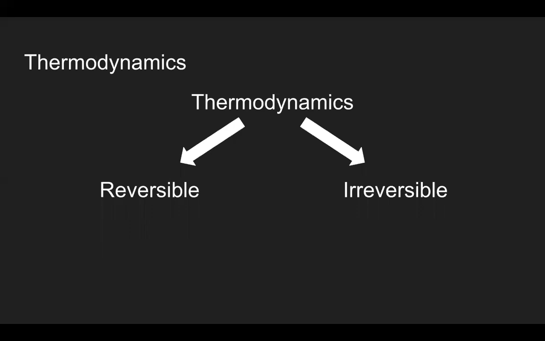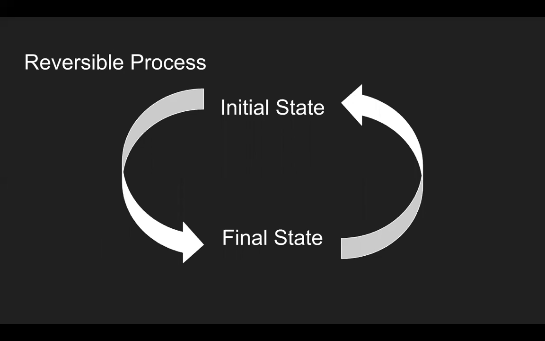Moving forward, we can continue with thermodynamics. The topic of thermodynamics can be broken down into 2 main processes, reversible and irreversible. Reversible processes are just as how they sound. When I have a system in its initial state and it undergoes some process to reach a final state, the system is able to return to its initial state. An example of a reversible process is expanding and compressing a fluid in a turbine.